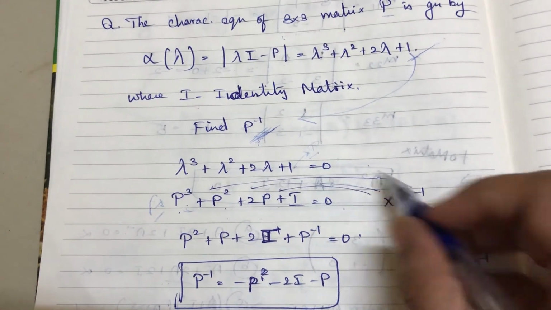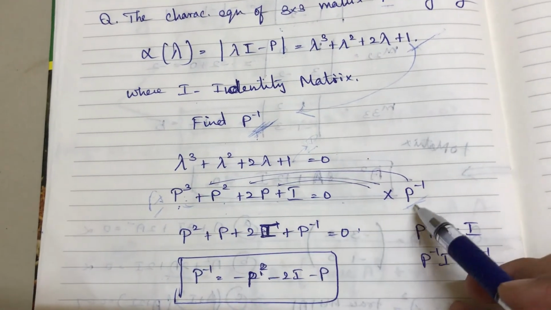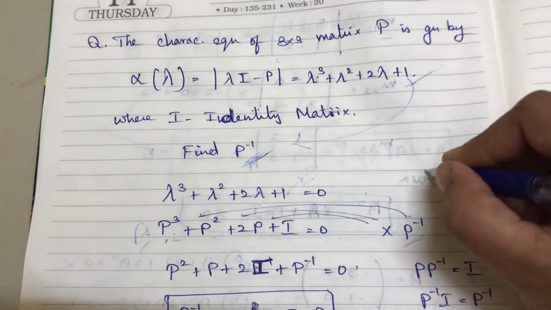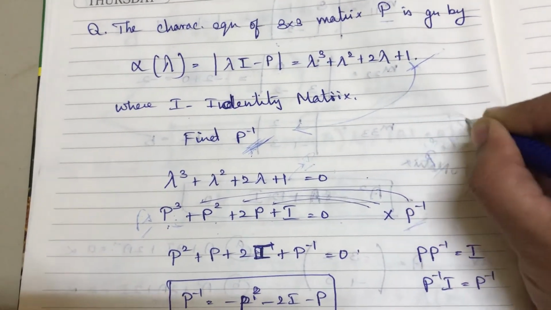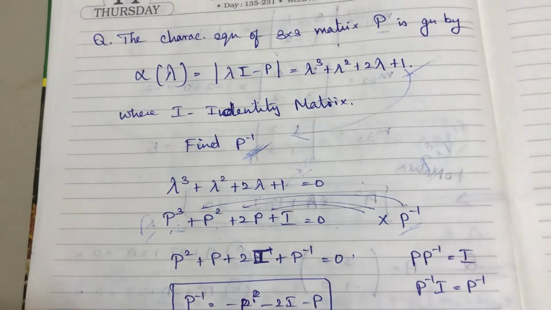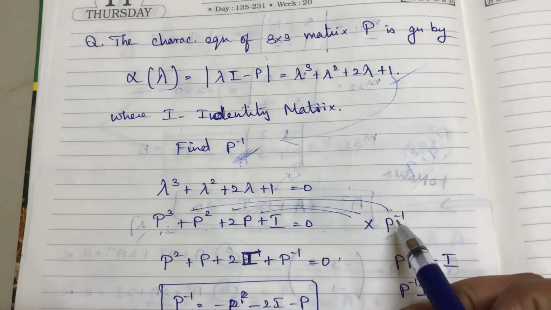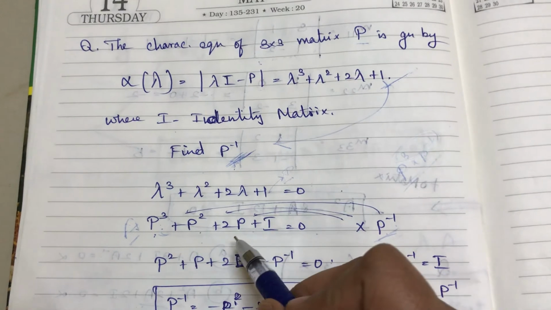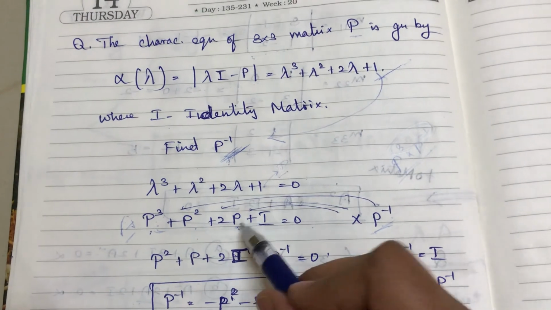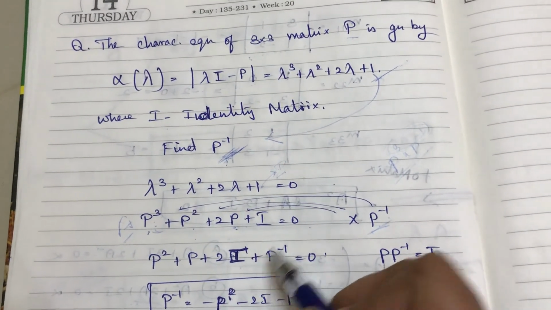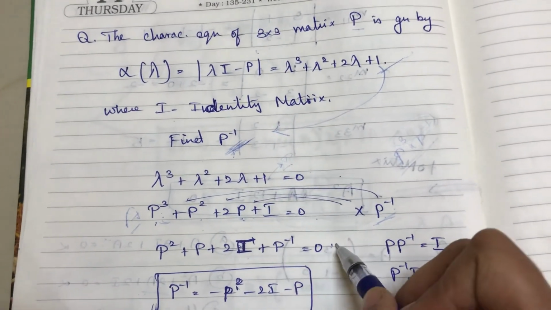Multiply by P inverse. If I multiply these things, you can see P power 3 into P inverse. So P power 3 into P inverse, just think 3 minus 1 is 2, so P square. 2 minus 1 is 1, so P. Plus, you can see this is A, this is A inverse. A into A inverse is nothing but I. So P into P inverse is I. So 2 into I plus I into P inverse. 1 into P inverse is nothing but P inverse, which is equal to 0.